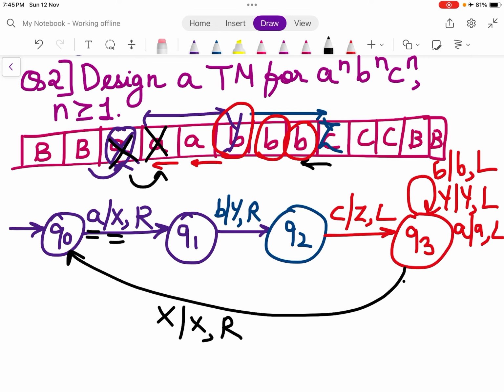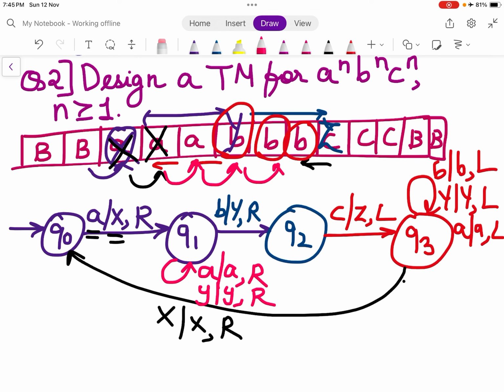Now when you move in the right direction, you encounter an A. For how many ever A's you encounter, you keep them as it is and move in the right direction. When you move in the right direction, you encounter a Y. For how many ever Y's you encounter, you keep them as it is and move in the right direction. When you move in the right direction, you see a B.